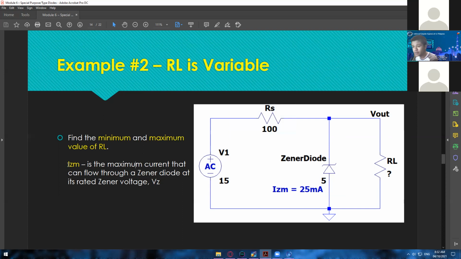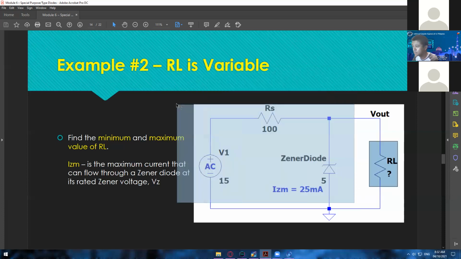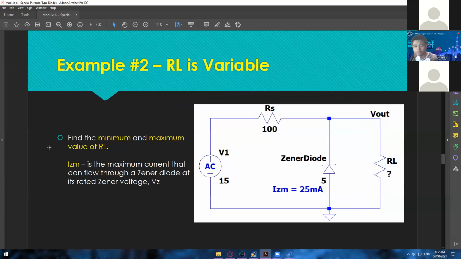Okay. So in here, we have an additional one, which is the IZM. IZM is the maximum current that can flow through a Zener diode at its rated Zener voltage, or this VZ right here. In here, we have an IZM value of 25 milliamps. So we have to find what could be the minimum or the maximum value that we can put on our RL with those given values.